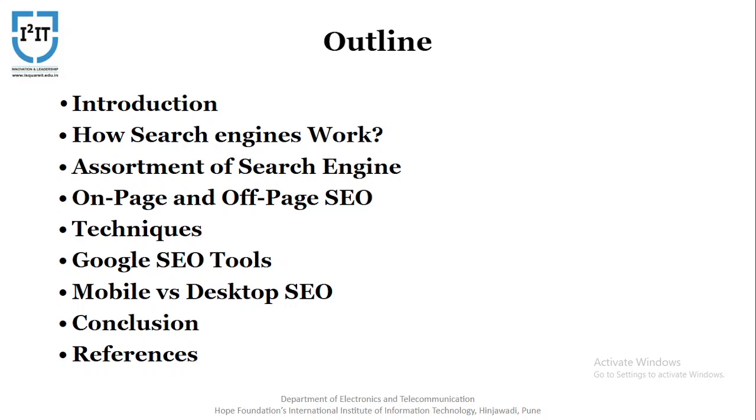Then the assortment of search engines. What is the difference between on-page and off-page SEO? What are the techniques we are going to use while implementing search engine optimization? What are the Google SEO tools available in the market? What is mobile SEO and what is desktop SEO? What is the difference between mobile and desktop SEO? Then comes the conclusion, what we have understood throughout this research paper, and what are the references that we have collected while making this research paper.